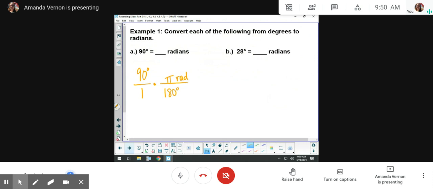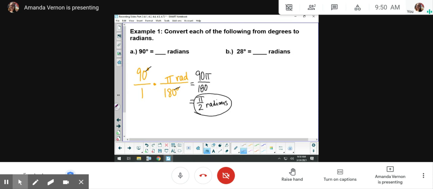What this is going to allow me to do is allow for the degrees to divide out, and I would be left with 90 times pi over 180, or pi over 2 radians. Now, as we move through things, you're going to see that this is a very common measurement that we use, and one that you'll want to be very familiar with. Go ahead and try the next one.